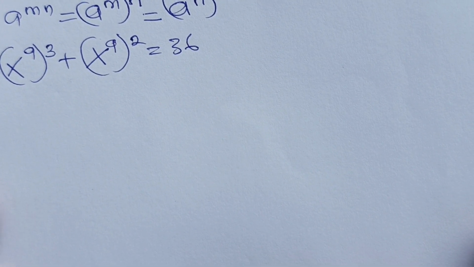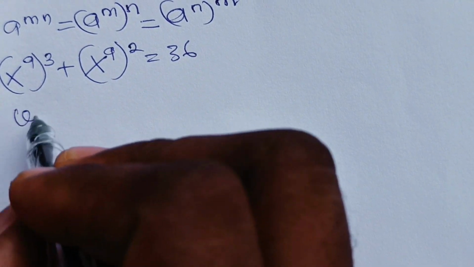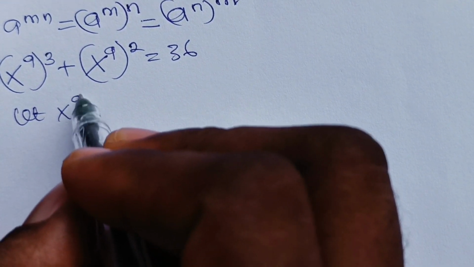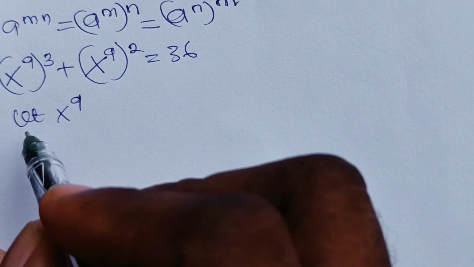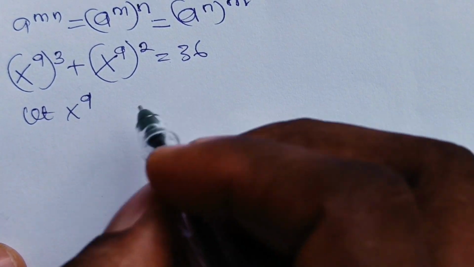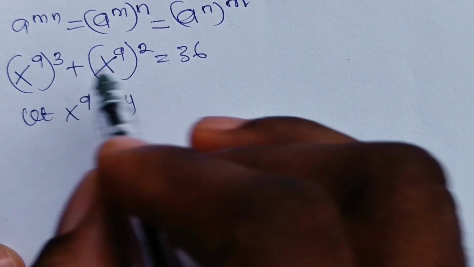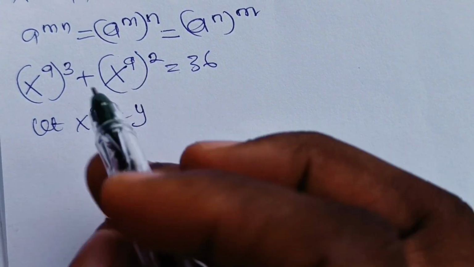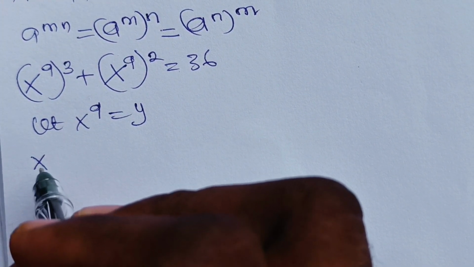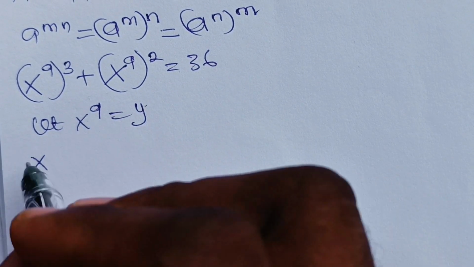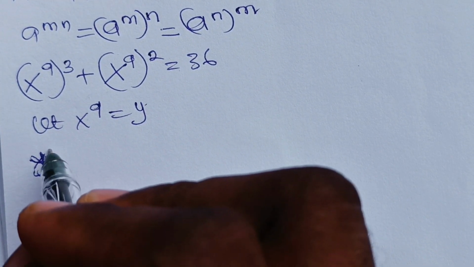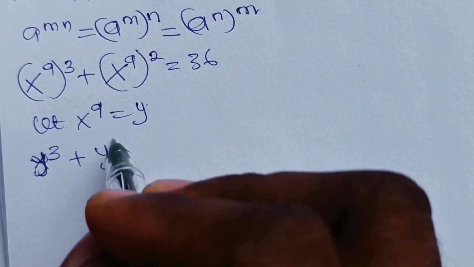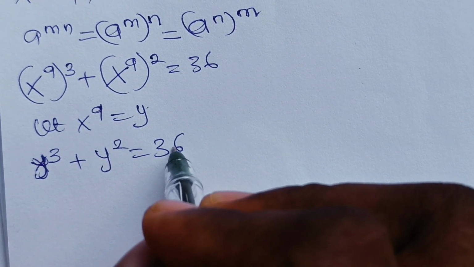All right, now since we have x to the power of 9 here and here, we can say let x to the power of 9 be equal to something, right? So that we can simplify this. So when we write that, we can now say that x to the power of 9 is y, right? That's y to the power of 3 plus y to the power of 2 is 36.